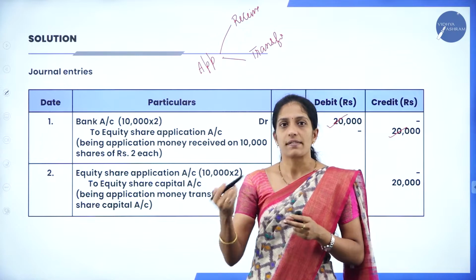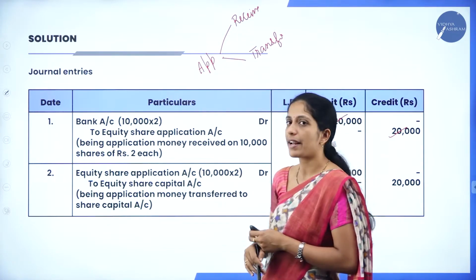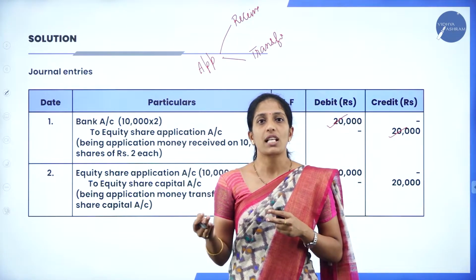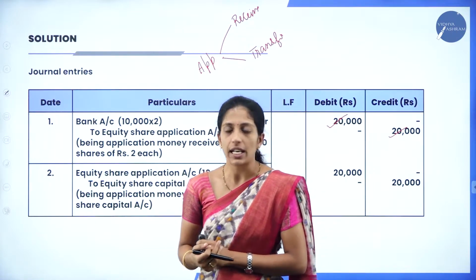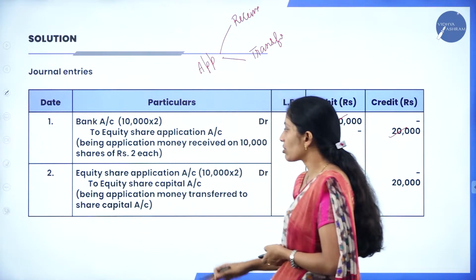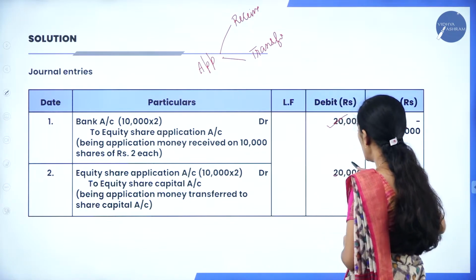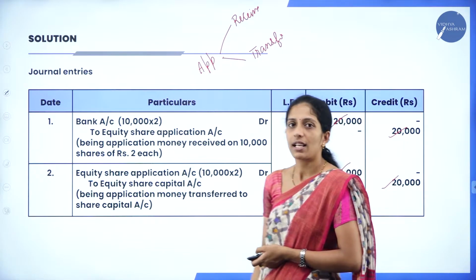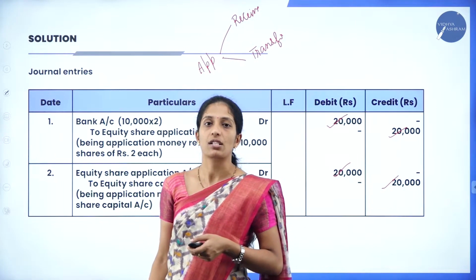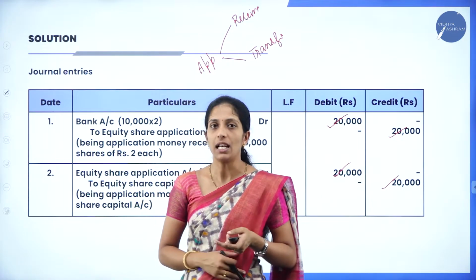Now, after receiving application money, you have to record an entry for transfer. Where do you transfer? To equity share capital account. So, equity share application account debit to equity share capital account, same amount you will transfer. What would be the narration? Being application money transferred to equity share capital account.